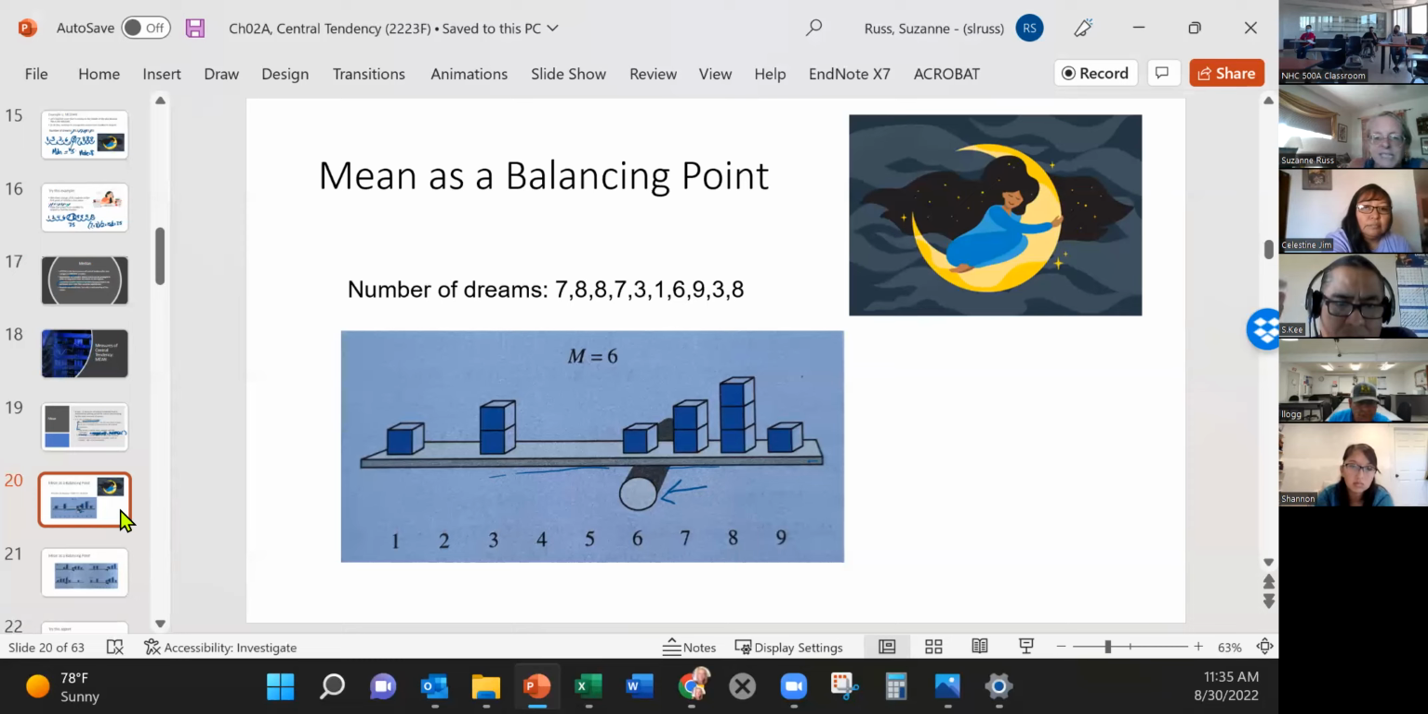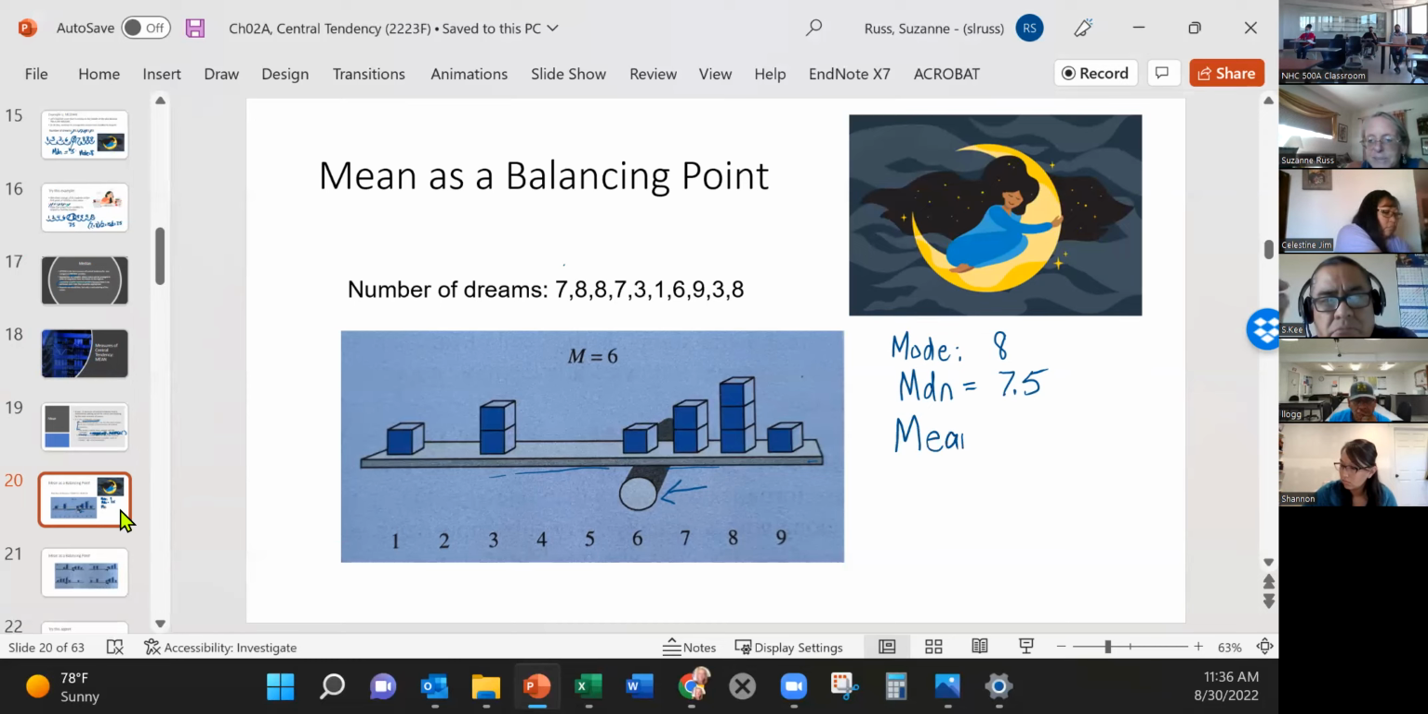And so we calculated, this is the data we've been working with all along. We calculated the mode, the most commonly occurring number was 8. We calculated the median equals 7.5. And look at the mean or the average of these numbers. What a messy group of numbers, because the mean is only 6.